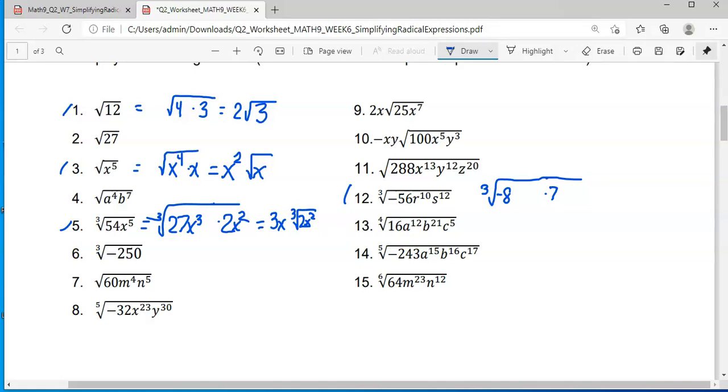Okay, then yung r raised to 10. So ano yung pinakamataas na number na pwedeng ma-divide by the index of 3? So yun ang r raised to 9. So pwedeng ma-divide yung 9 sa index na 3. So may natitirang isang r.